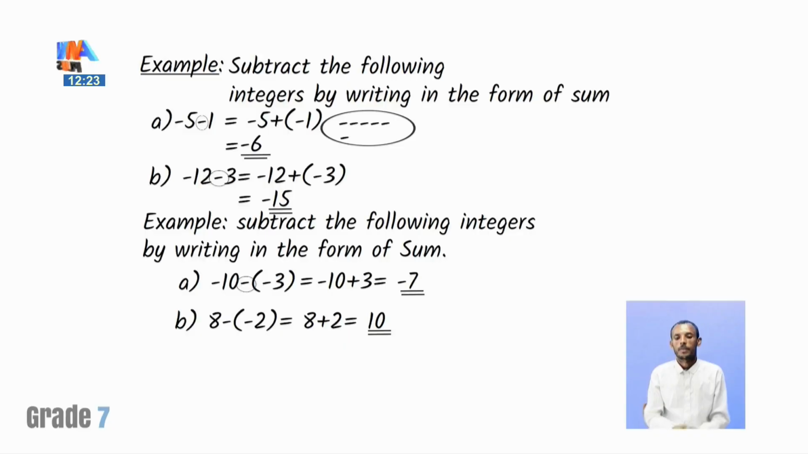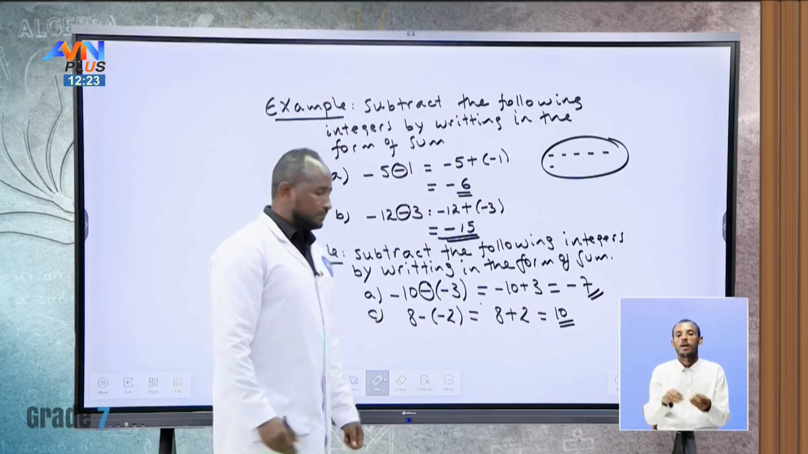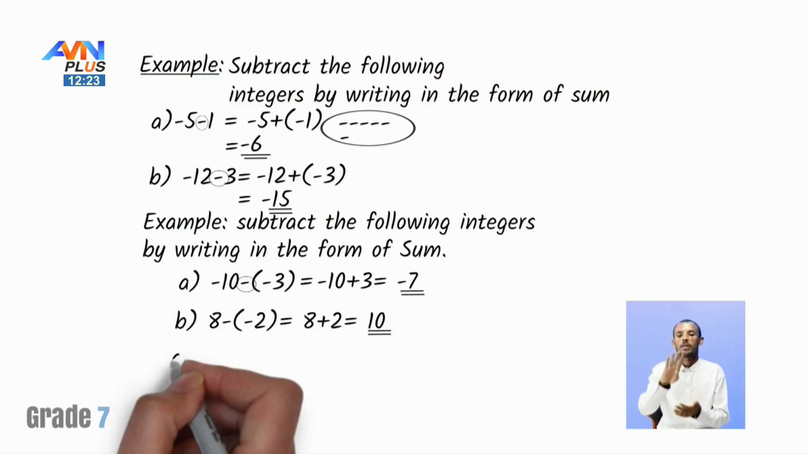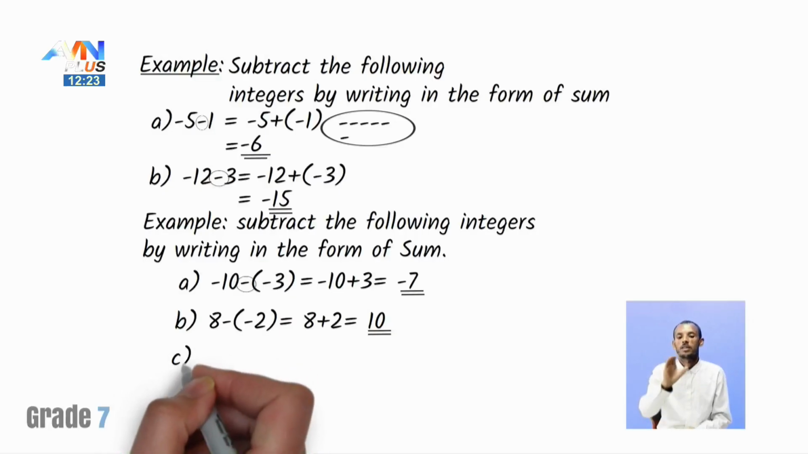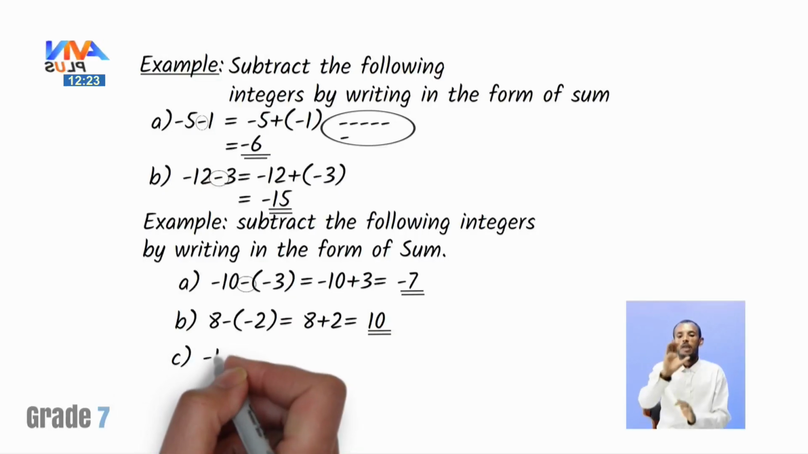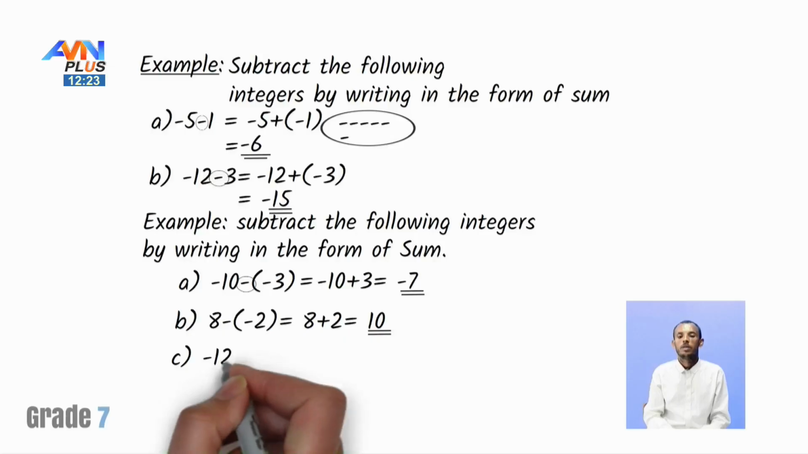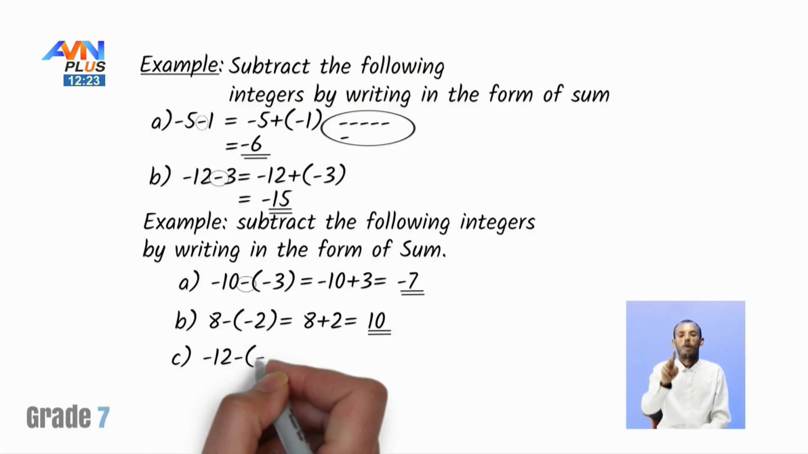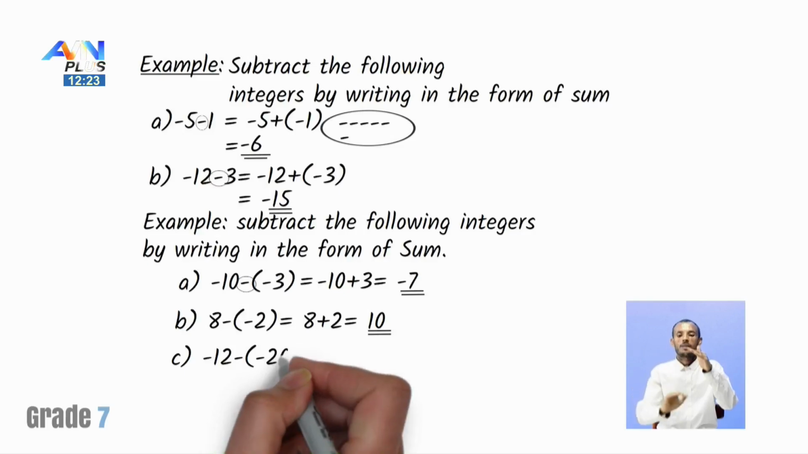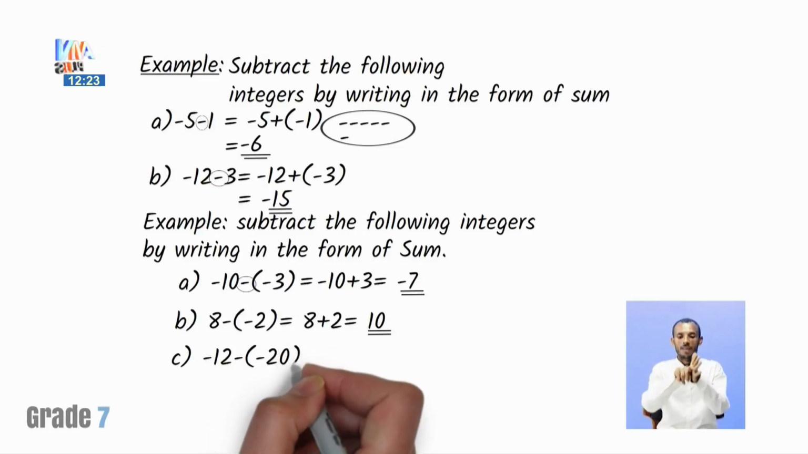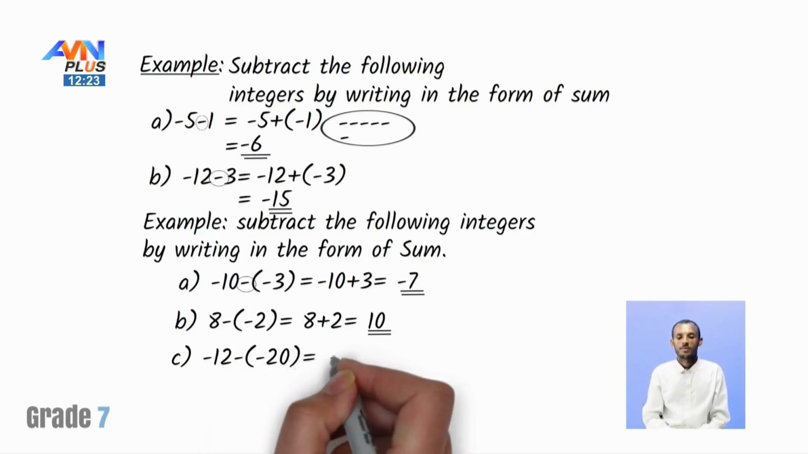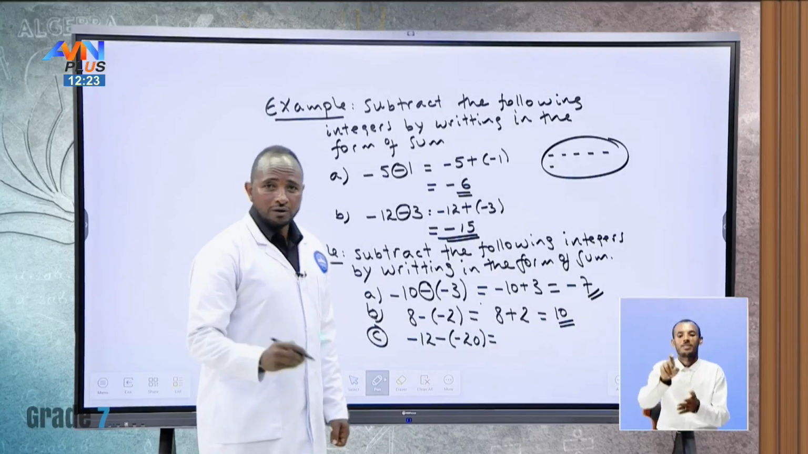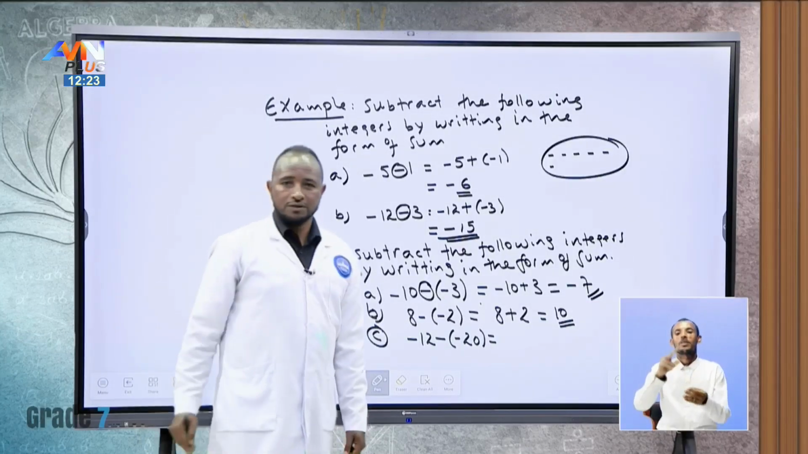Let me give you one last example. This one is B. Now, the last example, let's see C. What will be this one? Negative 12 minus negative 20. Please, students, try this question. I will give you 20 seconds for this.